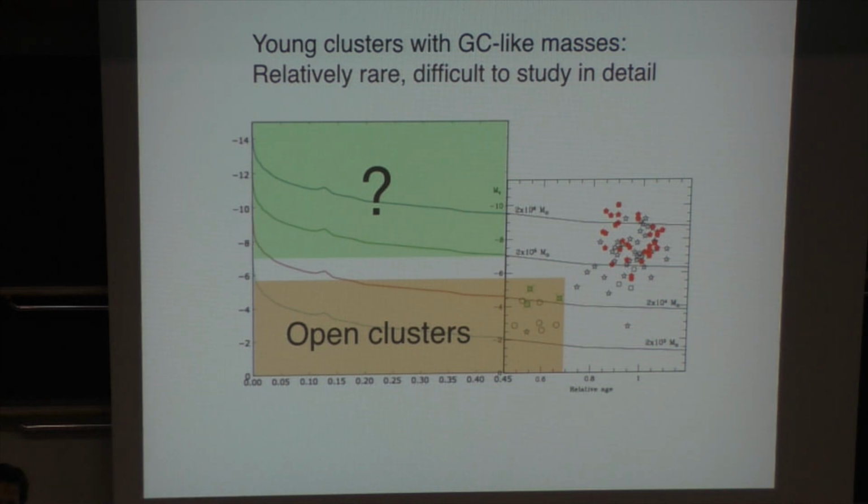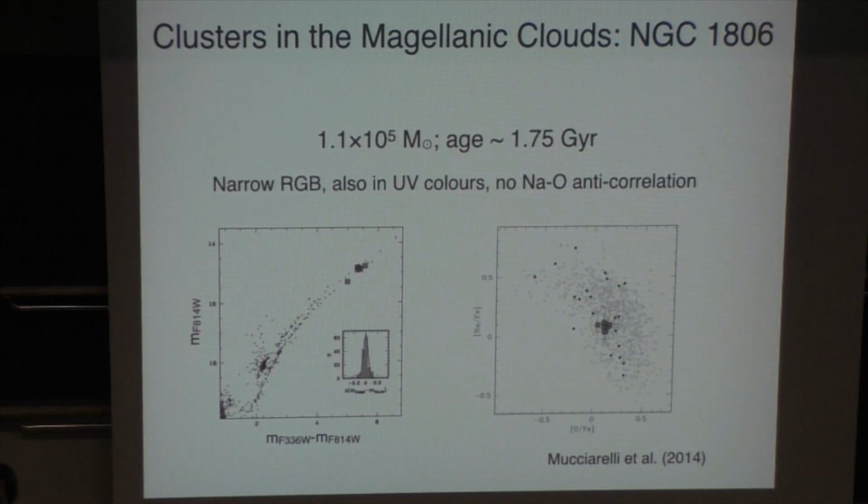Younger clusters with masses just around 10 to the 5 solar masses. One of them is NGC 1806, that was looked at already by Alessio Mucciarelli a few years ago. Here's the color magnitude diagram where you see the RGB very narrow. You can actually distinguish the AGB from the RGB there, but each of them is really narrow even when you use this color combination here that involves UV colors.